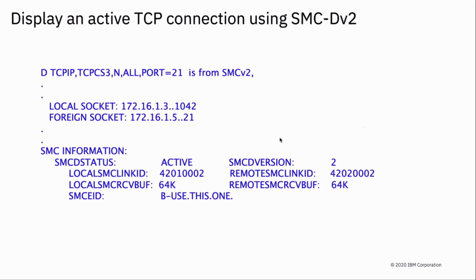Now, this is a Netstat ALL display. It's showing my FTP connections. So I said Netstat ALL port equal 21, right? And so we've added some new information on there.